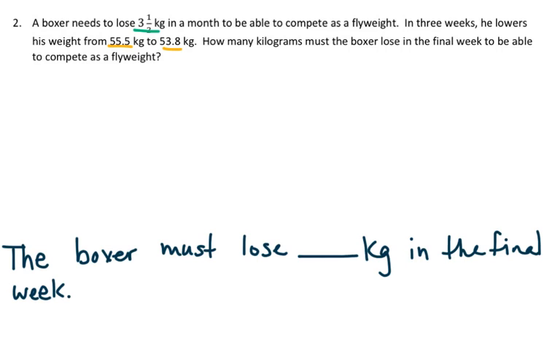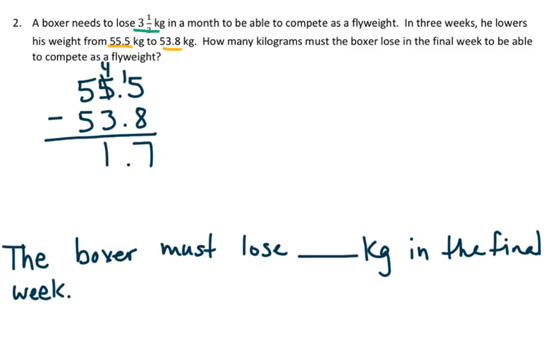So in the 3 weeks, he lowers his weight. He starts out at 55 and 5/10 kilograms, and he drops to 53.8 kilograms. So let's find out how much he lost in those 3 weeks. And this just becomes a subtraction problem with decimals, which we've done in the past. So we know that he lost 1 7/10 of a kilogram in the 3 weeks.